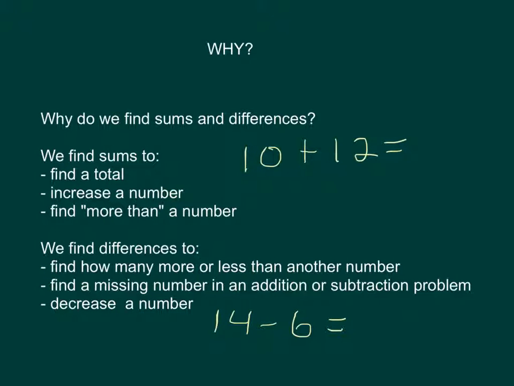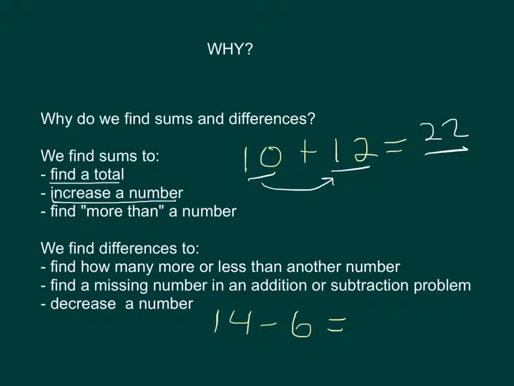So why do we find sums and differences? We find sums to find a total. So if on Monday you find $10 and on Tuesday you find $12, what's the total amount of money you found? It's 10 plus 12. We would add. We would find the sum of that, and it's 22. We also find sums to increase a number. So 10 increased by 12 is 22.